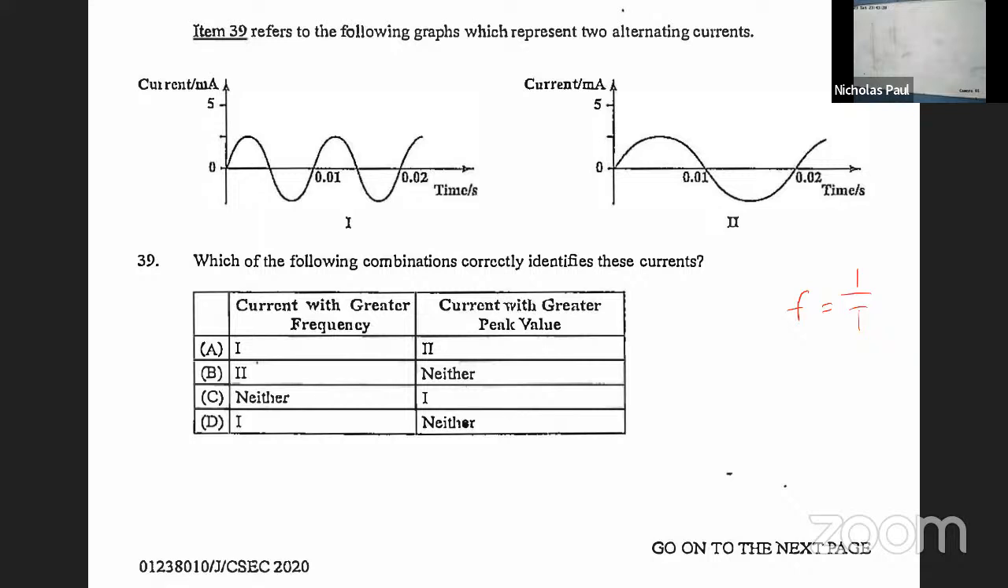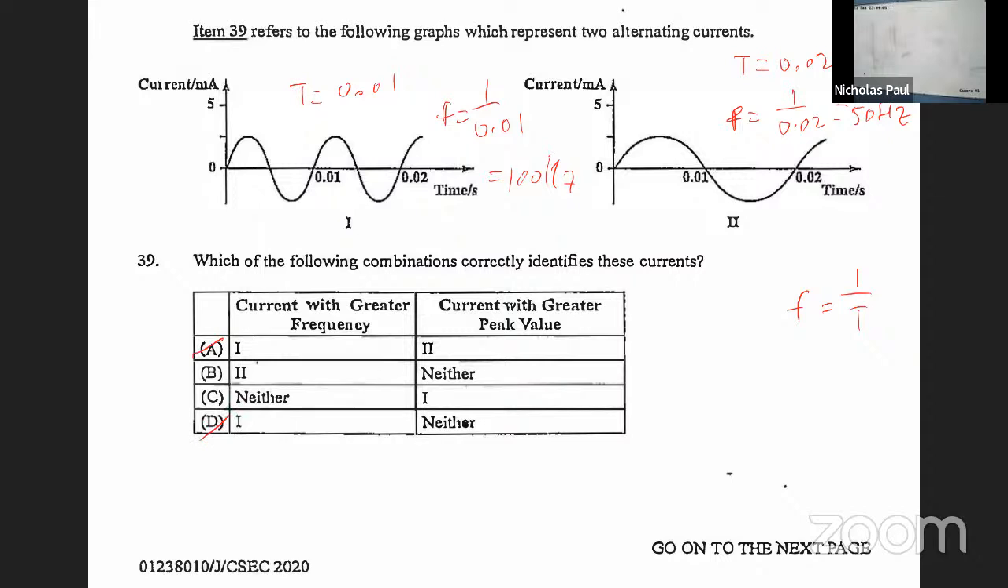The period here is 0.01, so the frequency is 1 over 0.01. That's 100. Here the period is equal to 0.02, so the frequency is 1 over that. How much is that? 50? Yeah. So which one has the greater frequency? Keshav? 1 or 2? 1 has the greater frequency, so it has to be A or D.